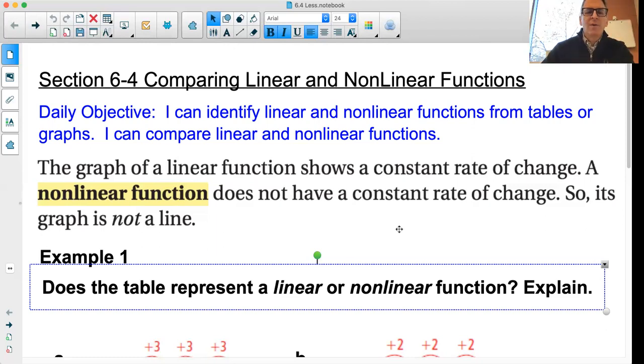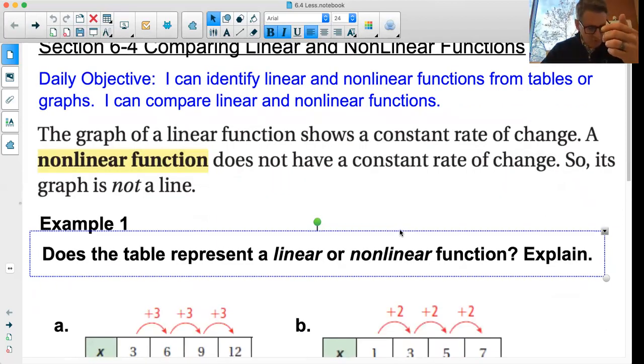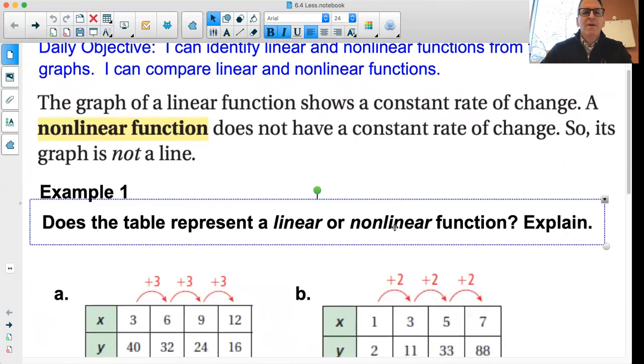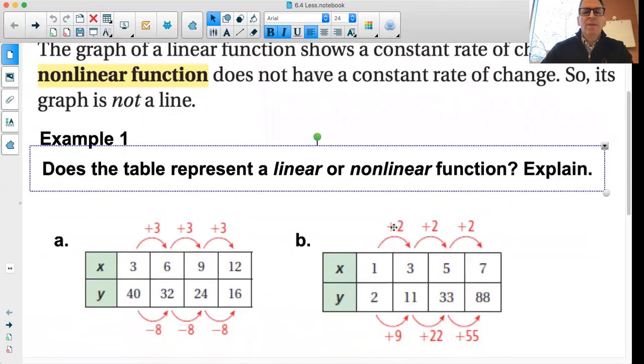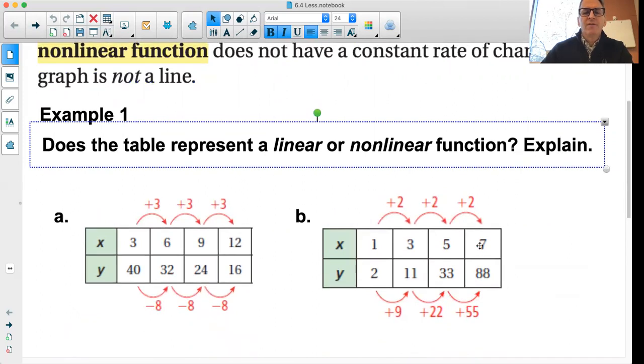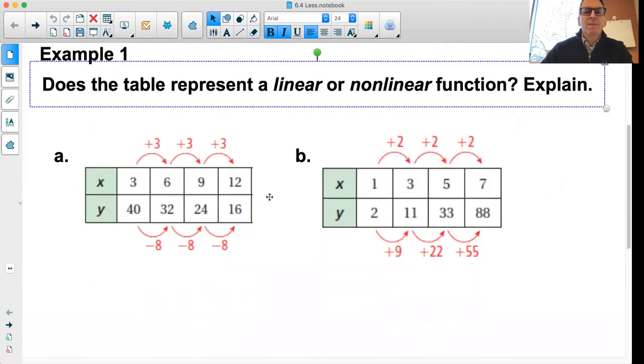Let's take a look at example 1. Again, I'm on page 268 if you're following along. We have two questions here. Does the table represent a linear or nonlinear function? And it says to explain. All right, so basically this first one, if you look at our table, in the first row we have X, the second row we have Y. As X is increasing by 3 each time, you can see that Y is decreasing by 8 each time.